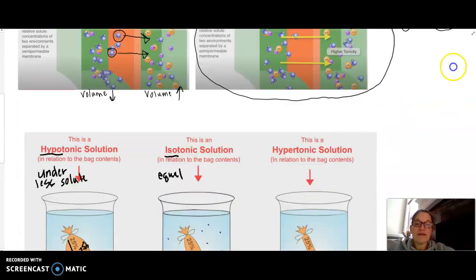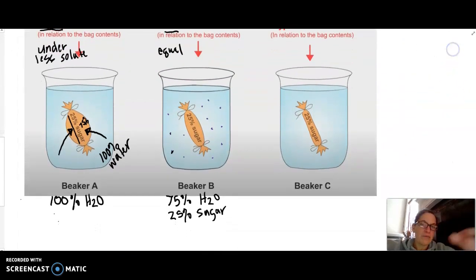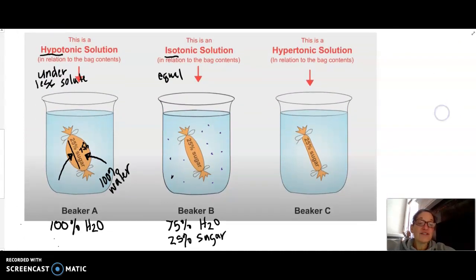And so what's going to happen when I put a cell or a bag into an isotonic solution is water will move in. At the same rate, water will move out. So water's going to move in, water's going to move out. So water will move in and water will move out in the same rate because it's equal.